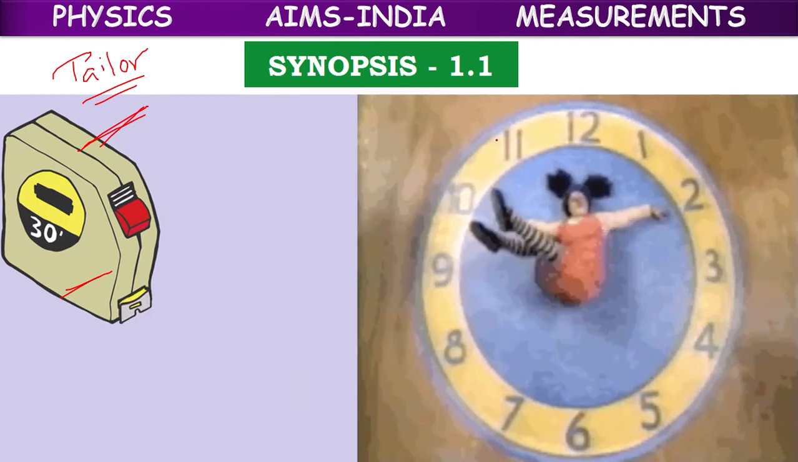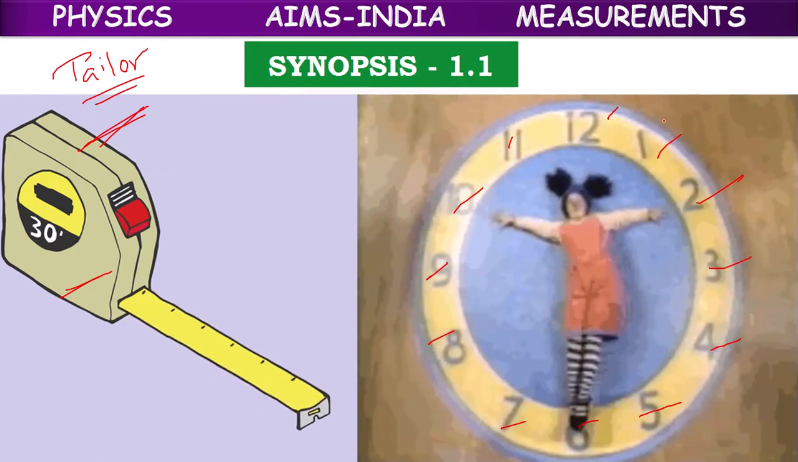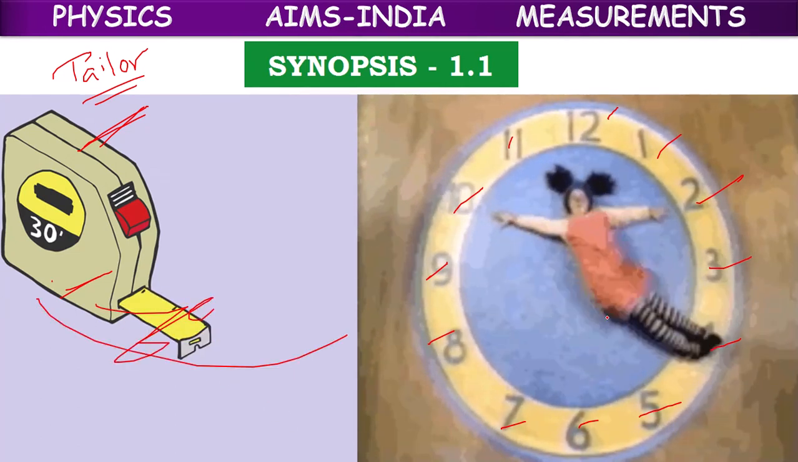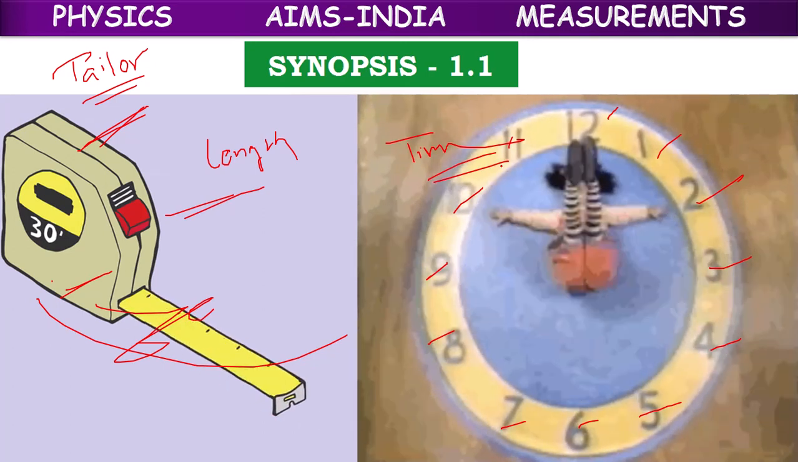So this is a clock. In the clock, we have 12, 1, 2, 3, 4, 5, 6, 7, 8, 9, 10, 11, like that. We have some markings here. With the help of a clock, we can measure time. So this is used to measure length, whereas this is used to measure time.